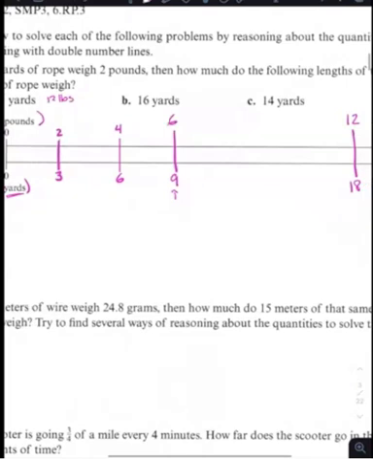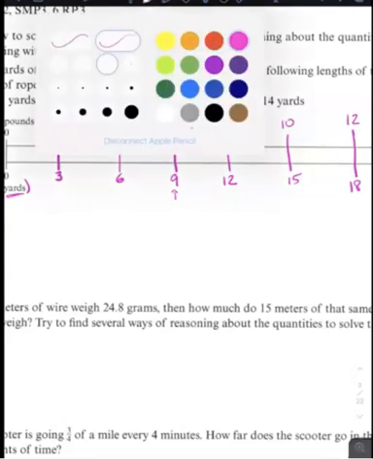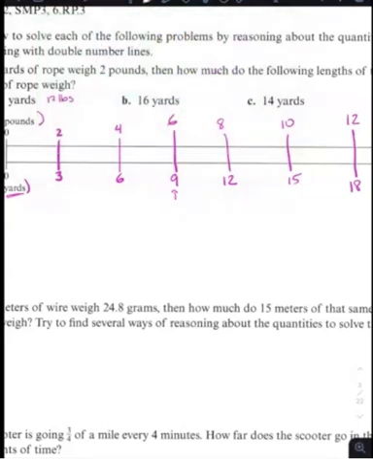What if we have 16 yards or 14 yards? Well, let's fill in the middle steps here. So 12 and 8 and 15 and 10. Okay, but where is 16 yards? You see that it would be right here. 16 yards would be in the middle, a little closer to the 15 yards. So we know that this much rope will weigh 10 pounds.